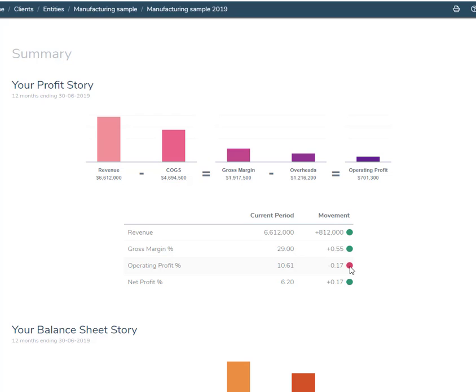Interestingly, the operating profit has decreased, as in percentage to overall sales. So although the operating profit has increased, how much profit we're making compared with how much we sell has actually decreased. And then we have our net profit, which is also increased.